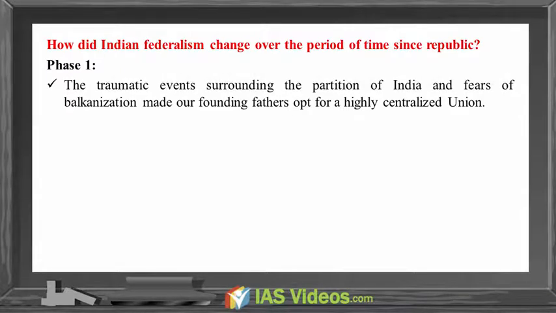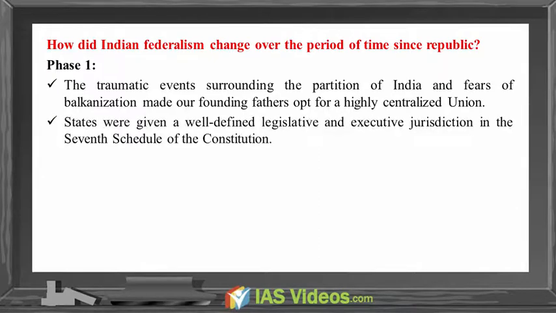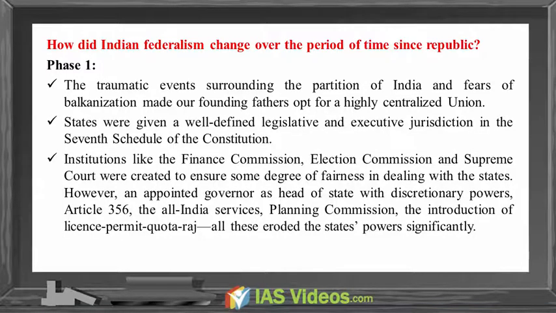Phase 1. The traumatic events surrounding the partition of India and fears of balkanization made our founding fathers opt for a highly centralized union. States were given a well-defined legislative and executive jurisdiction in the 7th schedule of the Constitution. Institutions like the Finance Commission, Election Commission and Supreme Court were created to ensure some degree of fairness in dealing with the states. However, an appointed governor as head of the state with discretionary powers, Article 356, the All India Services, Planning Commission, the introduction of license permit quota Raj, all these eroded the states' powers significantly.